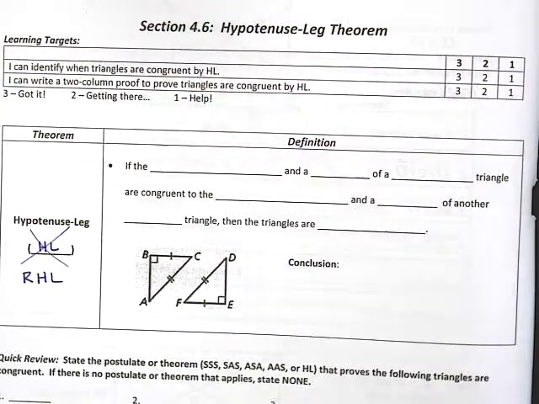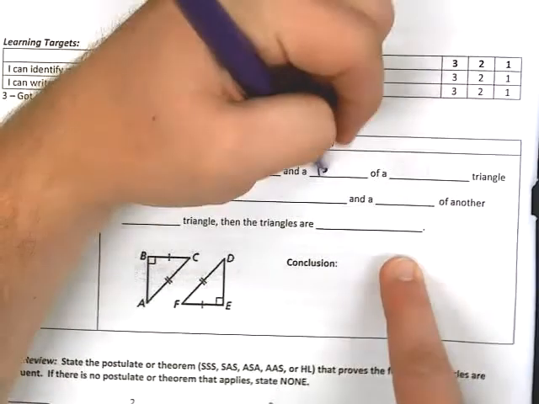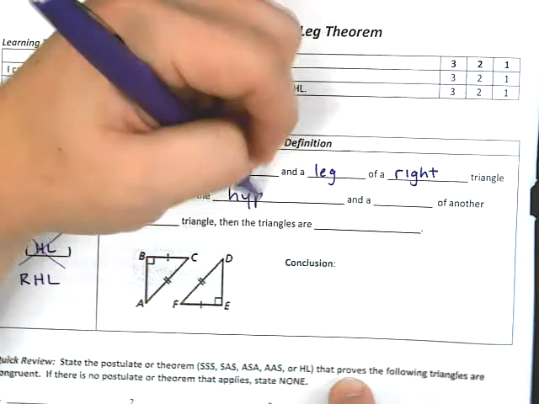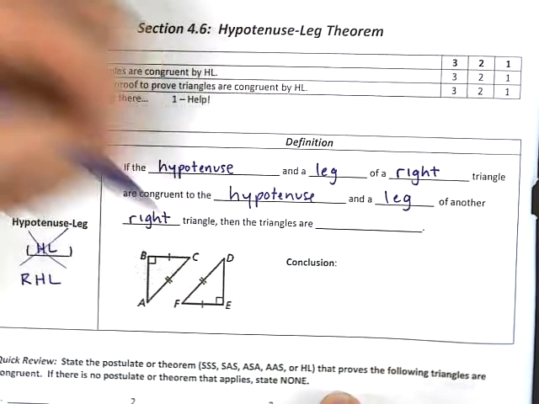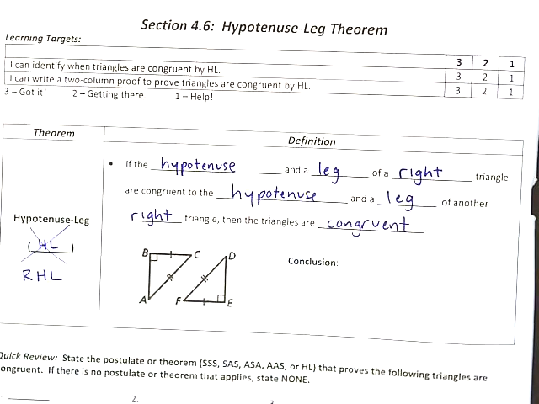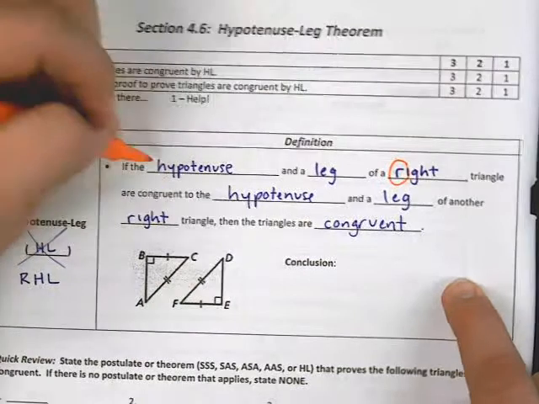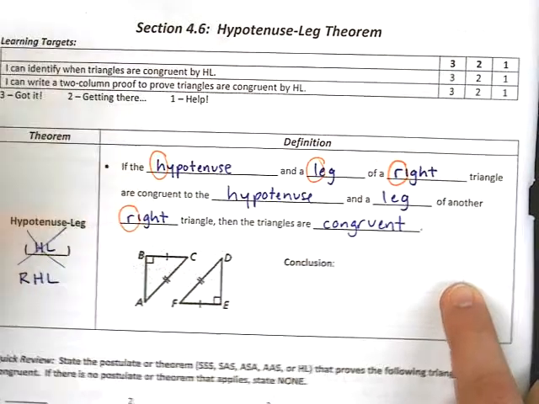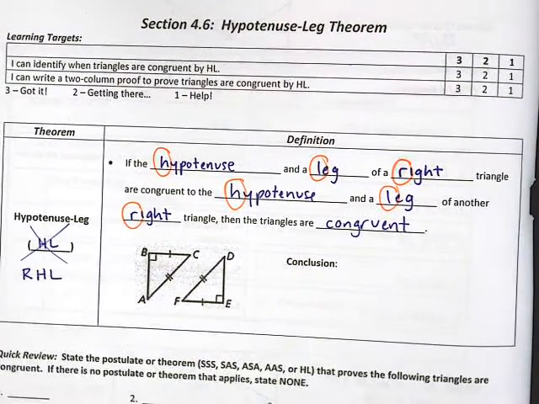So here we go. If the hypotenuse and a leg of a right triangle are congruent to the hypotenuse and a leg of another right triangle, well then the triangles are congruent. This is why I'm going RHL, because I want you to understand that you need a right triangle, you need the hypotenuse, and you need the leg of one triangle, and then you need another triangle to be a right triangle, and then you need the hypotenuse and the leg again. Okay, so RHL.